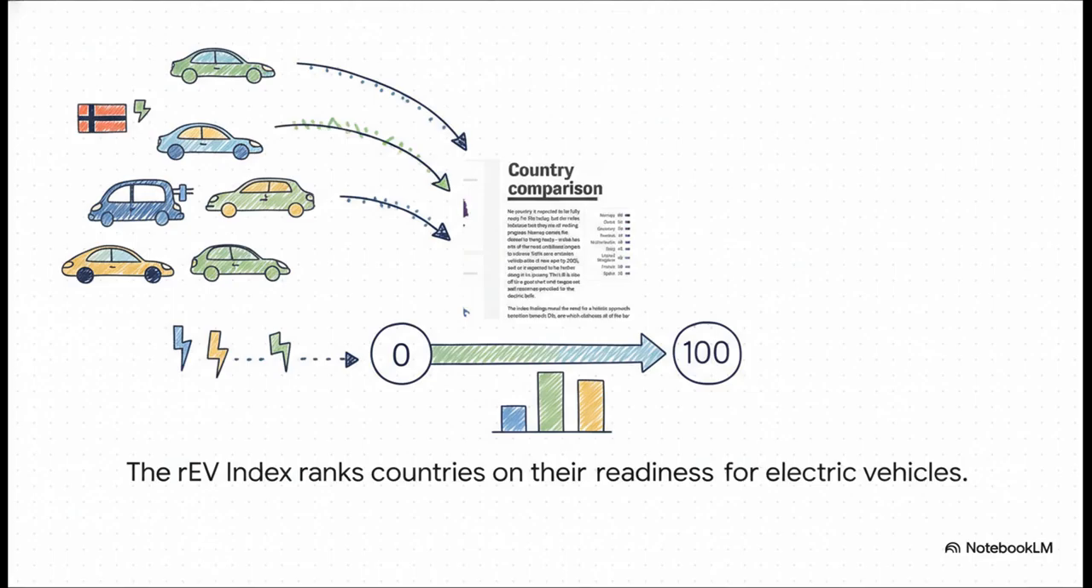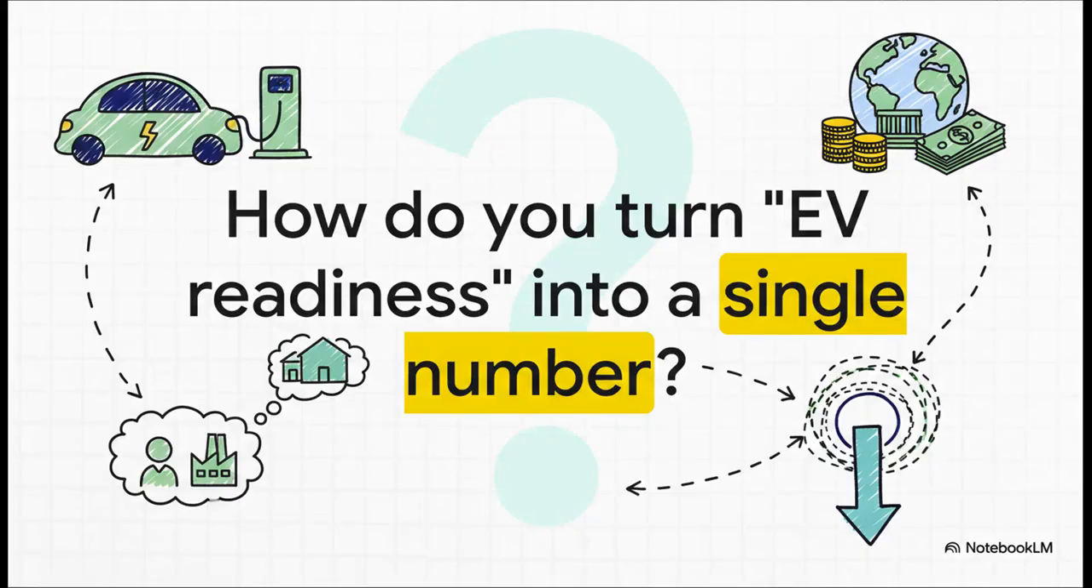I mean, it looks so simple, right? Super clean, super authoritative. But that's the big question, right? How in the world do you take a huge, complicated idea like EV readiness? I mean, that's everything from charging stations to what people think to government rules. How do you boil all of that down to just one number? Well, that's exactly what we're going to deconstruct here.